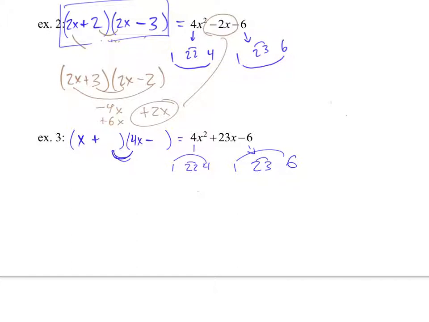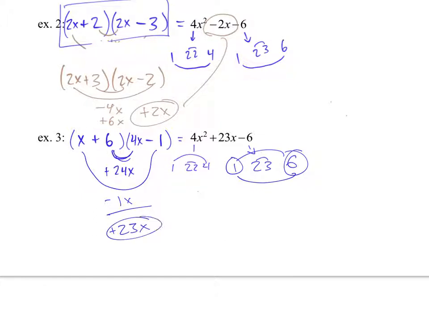Now where should we put the 6? Perfect. So if we put the 6 here in the first one, now that inside part, do you agree that's going to give me a plus 24x? Yeah. So we're only off by 1. We're 1 too high from where we want to be. But when we put the 1 in here for the pair, the 1 and 6 pair, now I get a minus 1x for a total of positive 23x. So that matches up, and we are done.